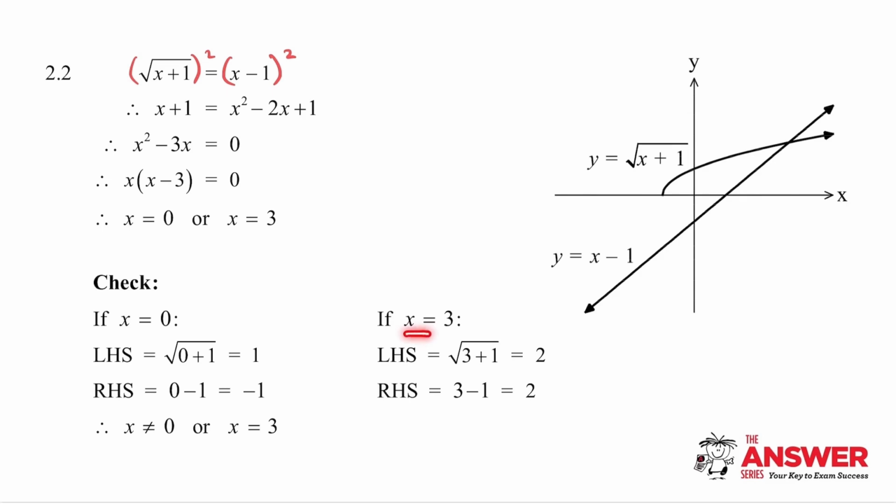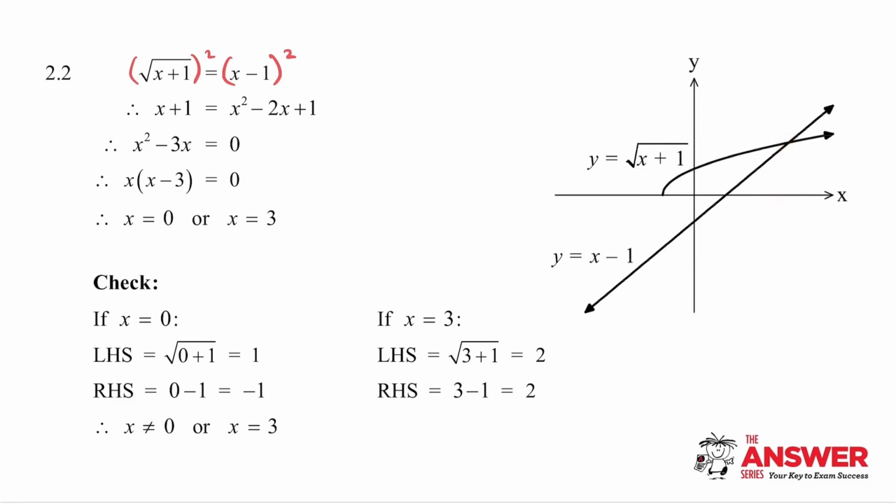If I substitute x equals 3, the left-hand side and the right-hand side both give me the same value, which means x equals 3 is a solution. And again, I've shown you the graphs. So there's the graph of y equals root x plus 1, and there's the graph of y equals x minus 1. They have one solution to where they are equal.